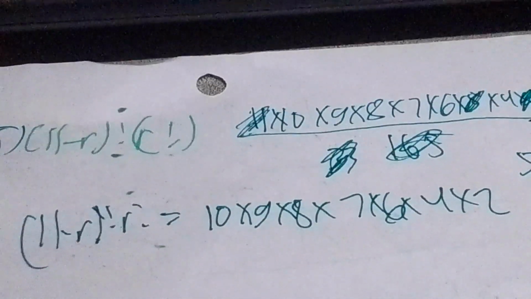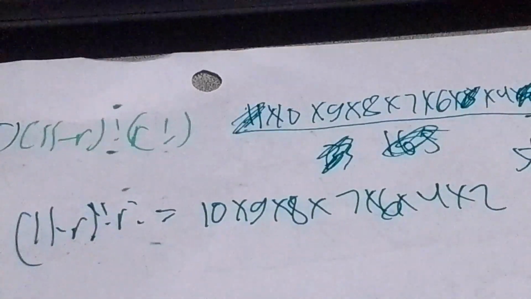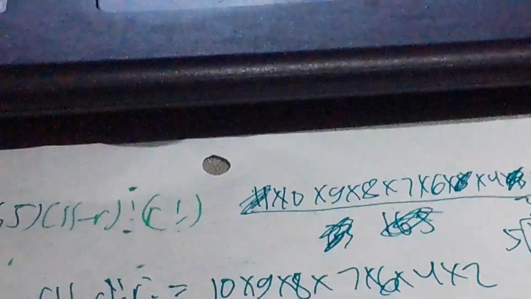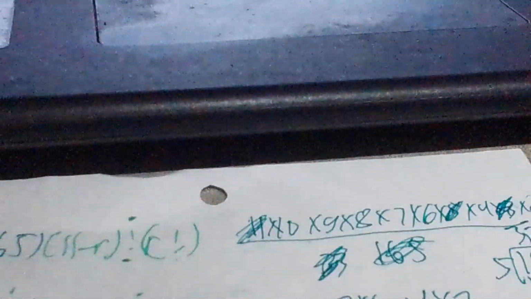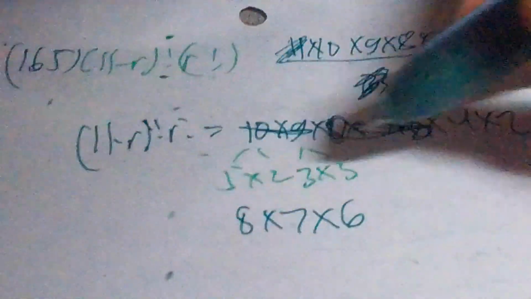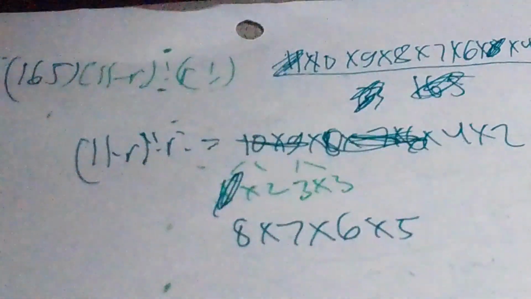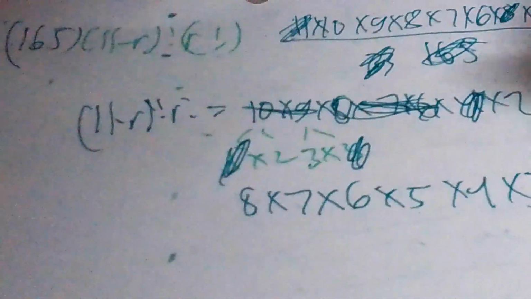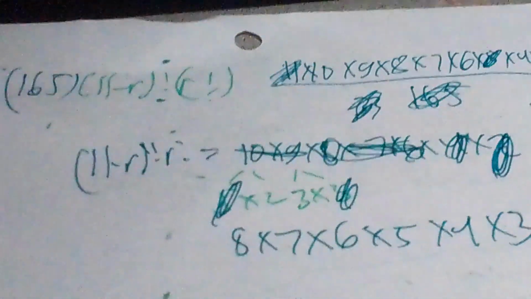First, let's factor out what we've known. Can 10 be factored out? Yes. 10 can be factored out into 5 and 2, while 9 can be factored out into 3 times 3. Now, let's rewrite. So, 8 times 7 times 6. This one is gone. Now, we have 8 times 7 times 6, and then we have 5. 5 is now cancelled. Then we have 4, then times 3. Tama? Then times 2. And we still have 3 times 2.